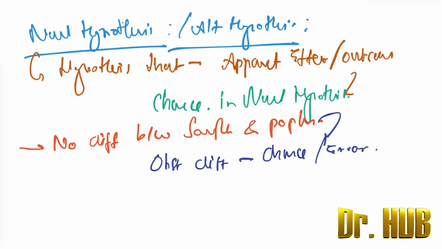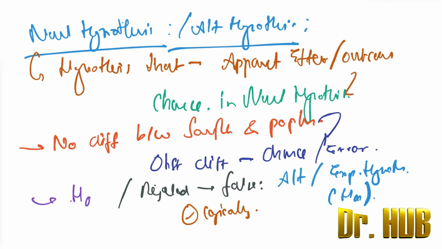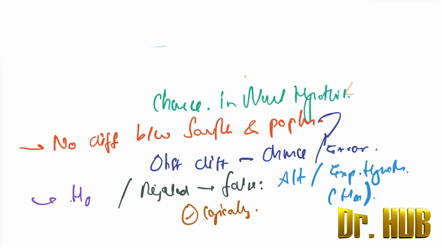The null hypothesis is represented as H0, and if the null hypothesis is rejected as false, then there is an alternative or experimental hypothesis. This is HA, and it is logically accepted.